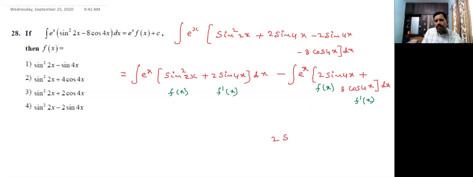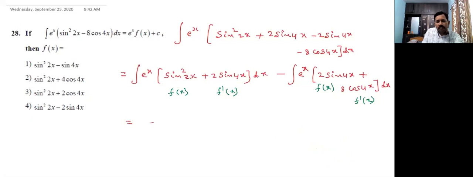So this 8 comes from the differentiation of 2 sine 4x. The 2 is the same. The derivative of sine 4x is cos 4x into the derivative of 4x, which is 4. In total we get 8 cos 4x. Students, have you understood? Second part. Now finally, how to write the answer?